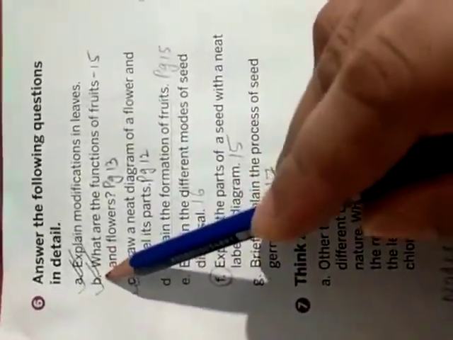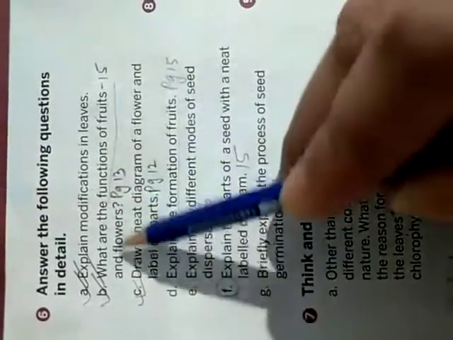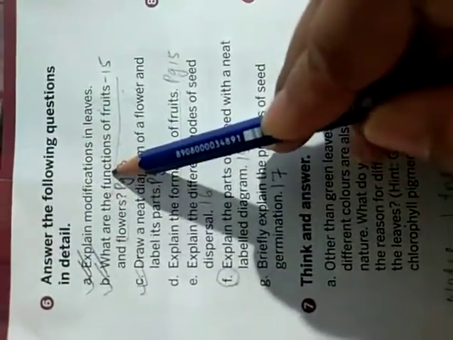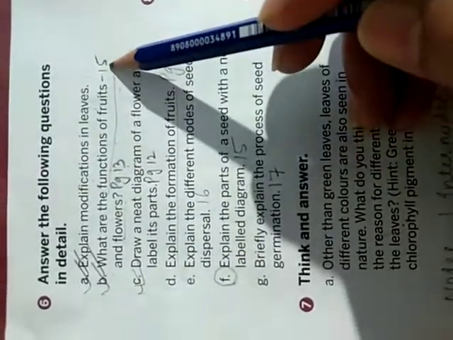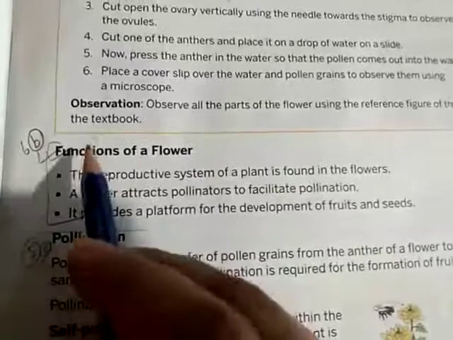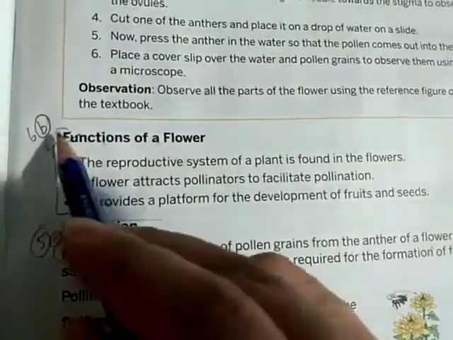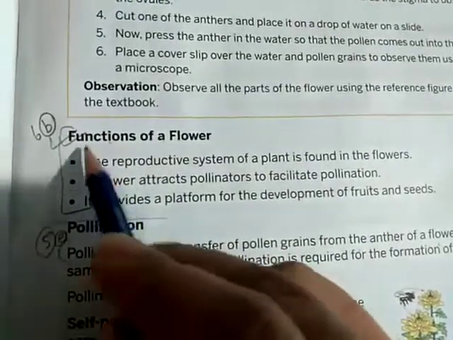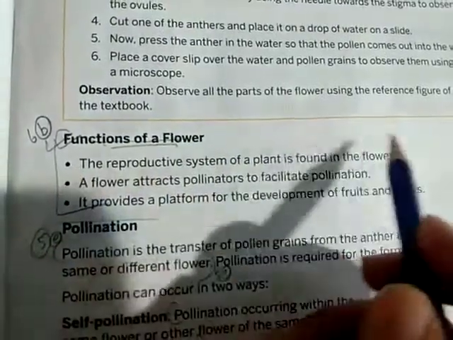Coming to question number 6b, what are the functions of fruits and flowers? This particular question has two parts, function of fruit and flower separately. Functions of flowers, page 13, functions of fruits, page 15. You can move to page 13 first. Here in page number 13, you can see very clearly functions of a flower. Three respective points are given. This is for 6b, first part, functions of a flower.